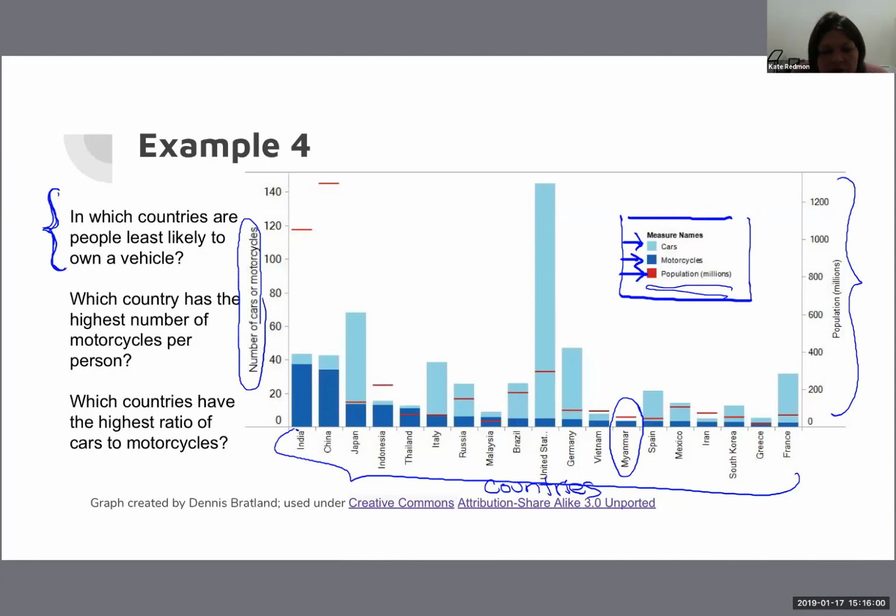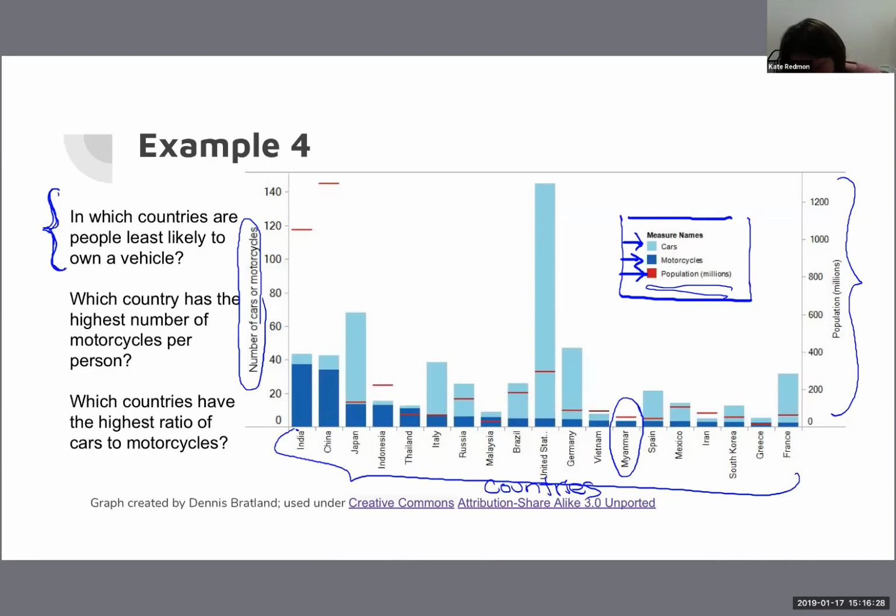So it's really a comparison between the red here and the blue. Look for high reds with low blues. That's how you'll know that people are not that likely to own a vehicle, because the population, the red, is so much higher than the cars or motorcycles, the blue. Does that make sense? Yes. Okay, do you see any that are like that?